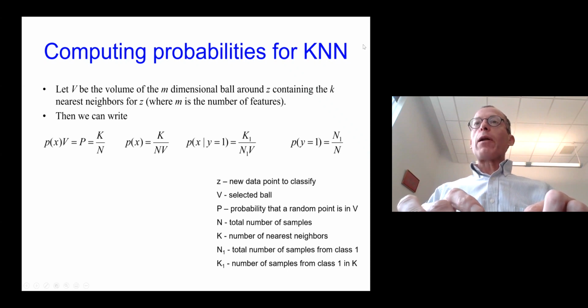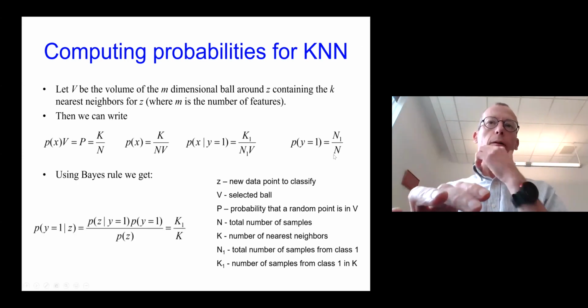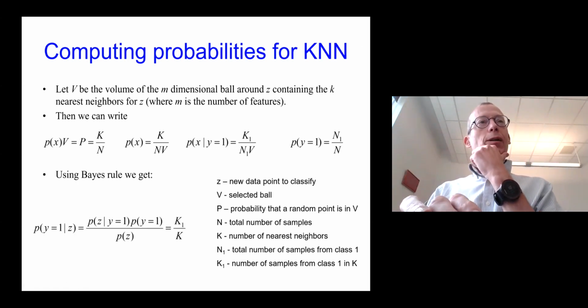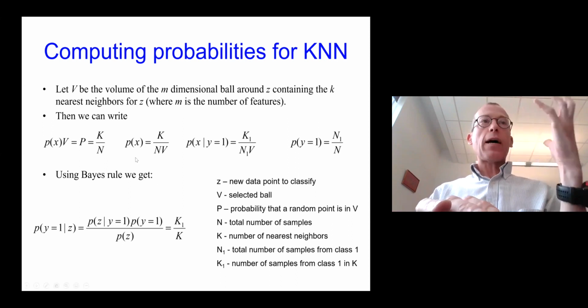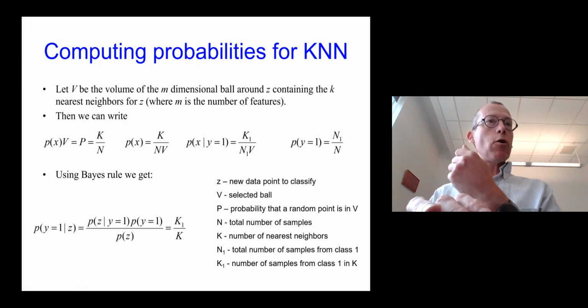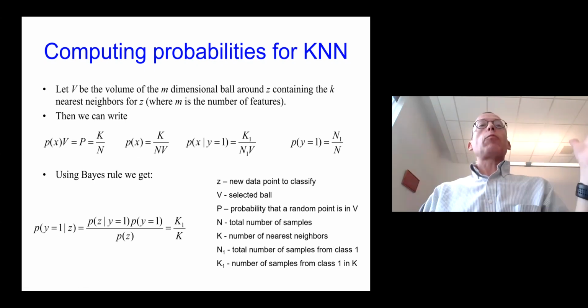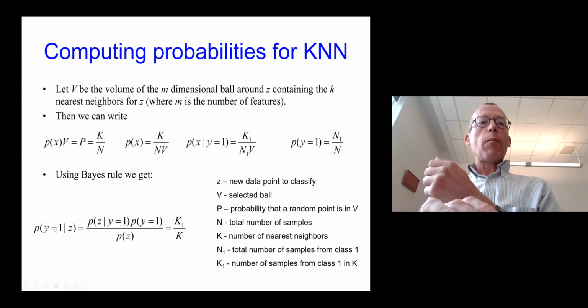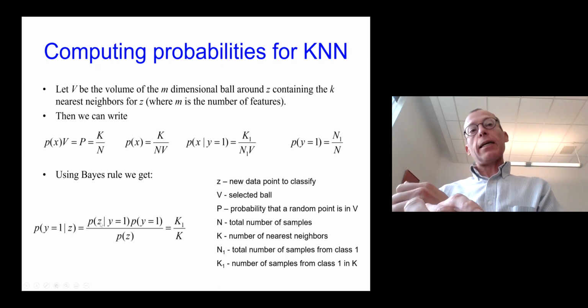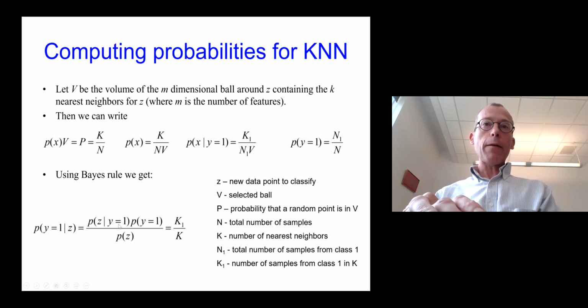And finally, the probability of y equals 1, the prior, we know that it's just counting, right? So it's n1 over n. That's how we count. Okay, so now, given a new point z, so this is true for any ball defined by k-nearest neighbor. Now, if we have a new point z that we don't know what it is, we can use the same arguments to say that the probability of y equals 1 given z is, using Bayes rule, p of z conditioned on y equals 1.